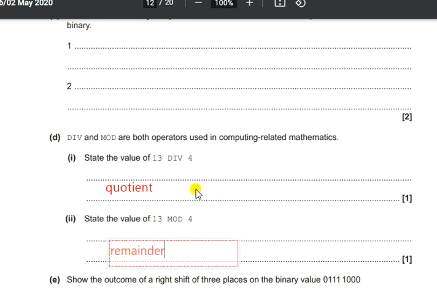So when we divide 13 by 4, in 13, in 4 3s is 12. So 3 is going to be the quotient and the remainder is going to be 1. So this is the answer for this question. Now let us look at the next part.